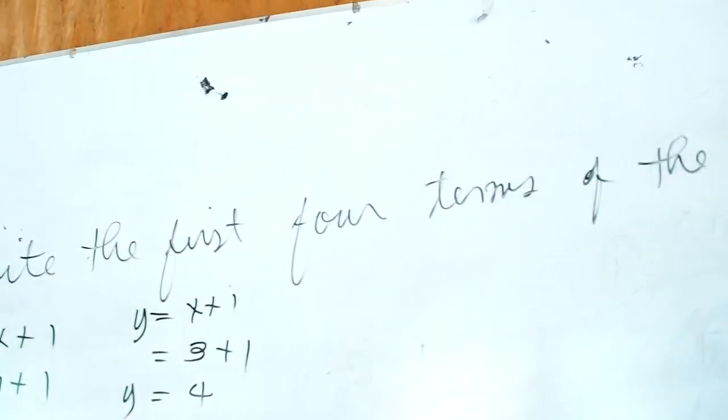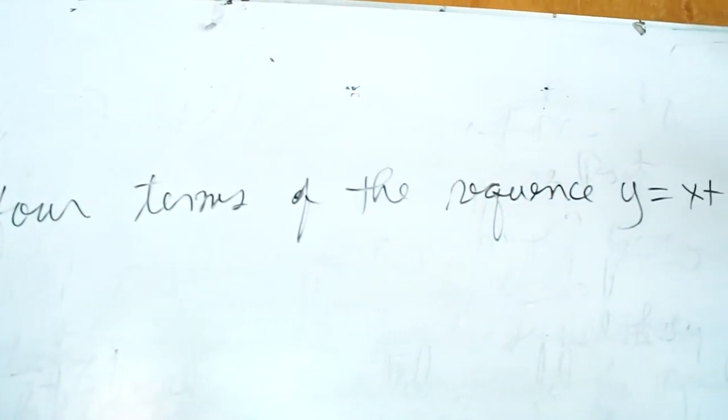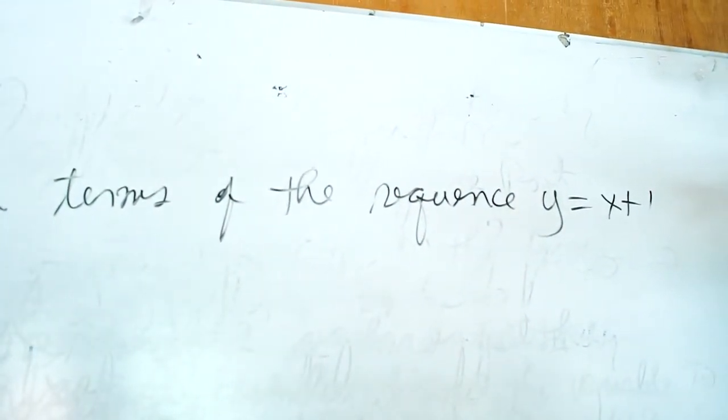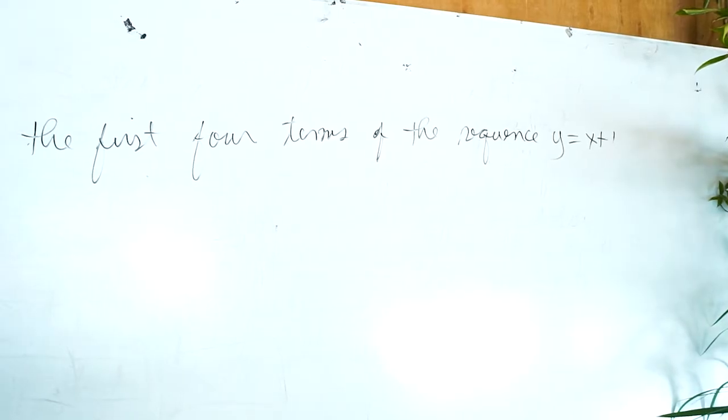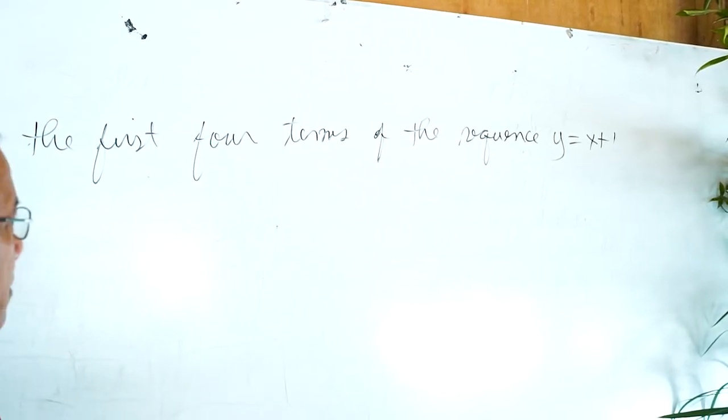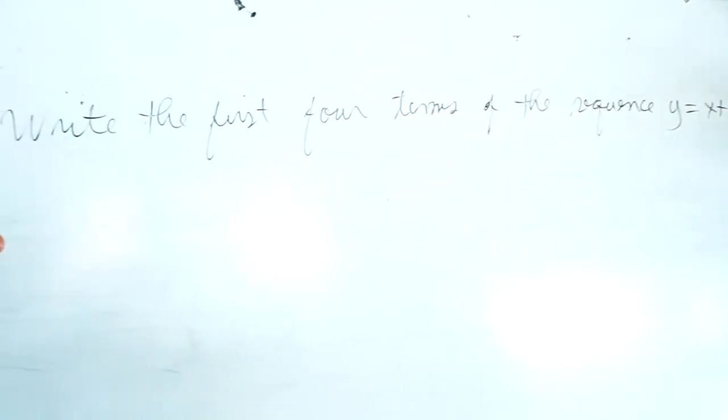Then a sequence is a function whose domain is the set of positive integers. Subscripts are used to designate the number of terms. Okay, example number 1. Write the first 4 terms of the sequence y is equal to x plus 1. Then you have to write the first 4 terms by using the counting numbers from 1 up to 4.